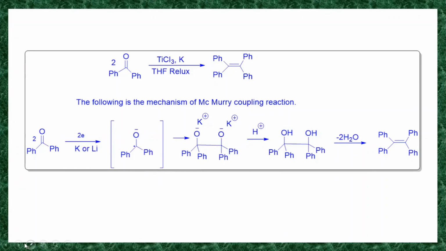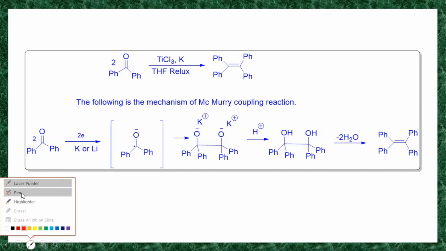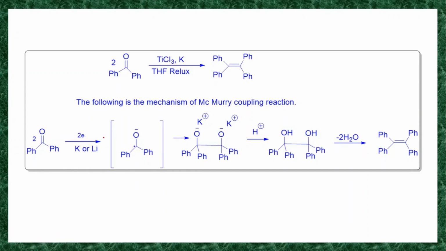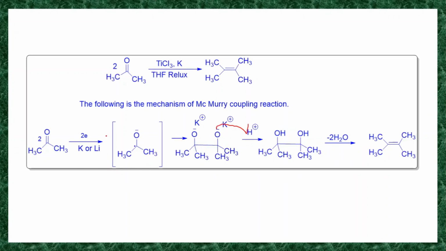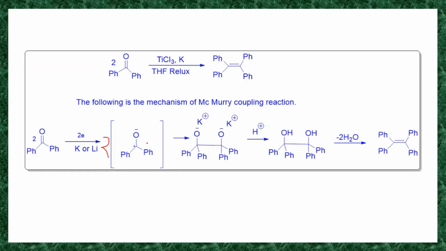Once you get this radical ion, you are getting two radical ions, same as in the first example. Then the coupling of these two radical ions takes place. It undergoes homo coupling, and you will get this coupled product. Now you have a negative charge on both the oxygens.